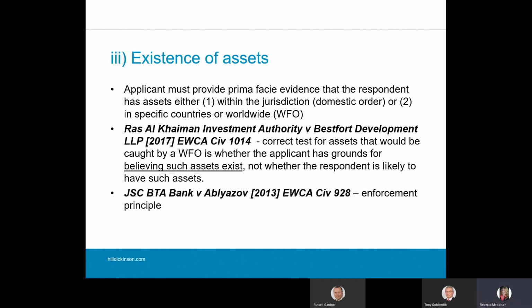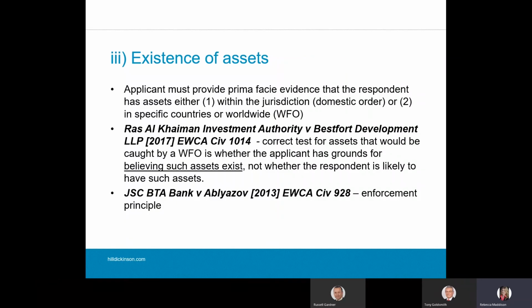And now we're going to look at the third main requirement, which is that the applicant must establish an existence of assets. And those could be assets either within the jurisdiction, if it's a domestic freezing order, or in specific countries or worldwide in respect of a worldwide freezing order.